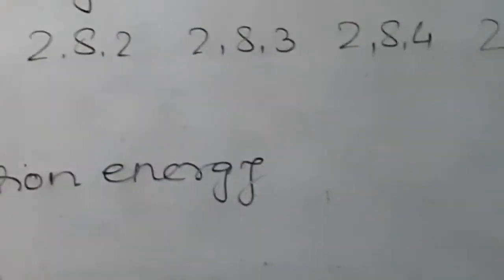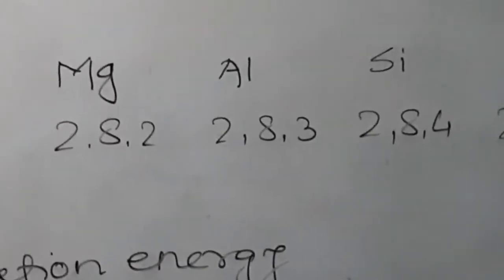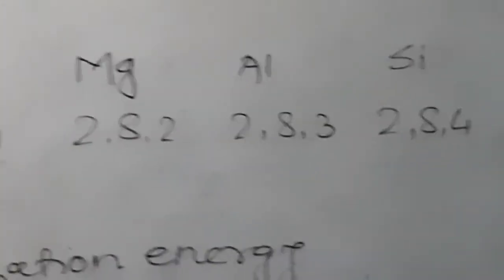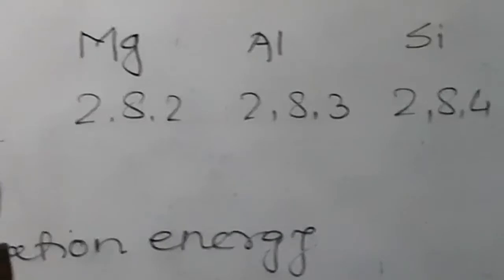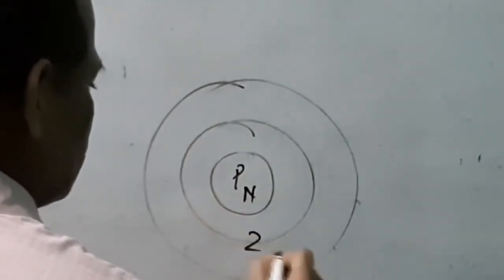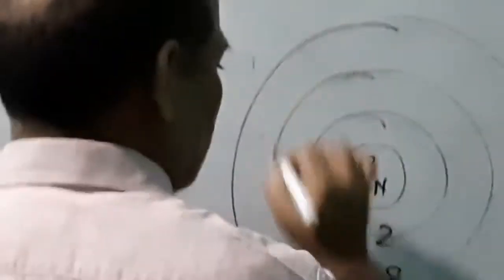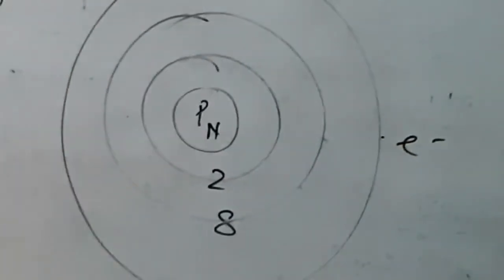and the two electrons do not lose simultaneously, rather they are lost one by one only. So when magnesium loses one electron, suppose there are protons and neutrons and 2 electrons. Now the electron, suppose like this way.